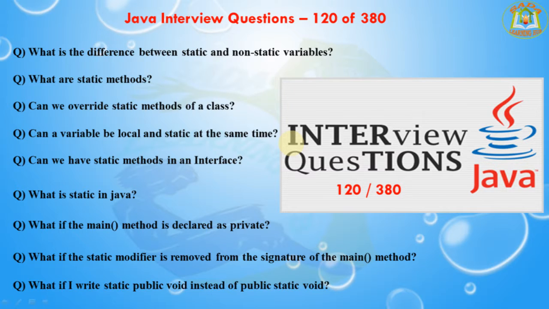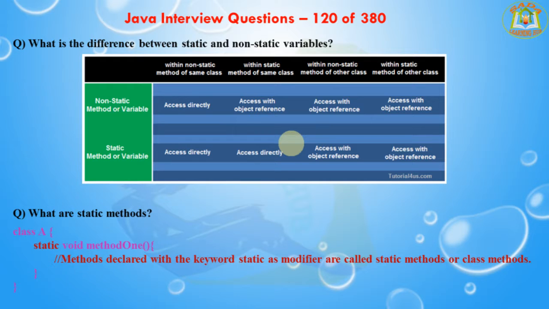The first question is, what is the difference between static and non-static variables? A static variable is associated with the class as a whole rather than with a specific instance of the class. Non-static variables take a unique value with each object instance. That is the difference between static and non-static variables.